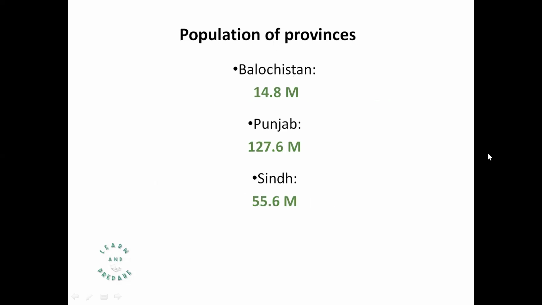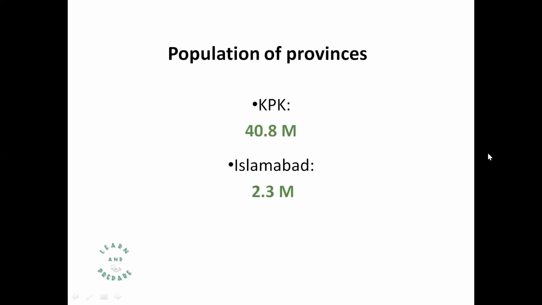Now we'll discuss the population of the provinces. As we discussed the area, likewise we discuss the population of provinces. The population of Balochistan is 14.8 million. It has the biggest area, the majority of our total area belongs to Balochistan, but it has the lowest population, that is 14.8 million. The population of Punjab is 127.6 million, the population of Sindh is 55.6 million, the population of KPK is 40.8 million, and the population of Islamabad is 2.3 million.